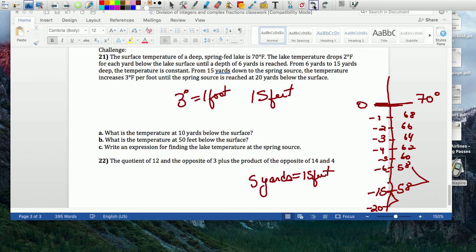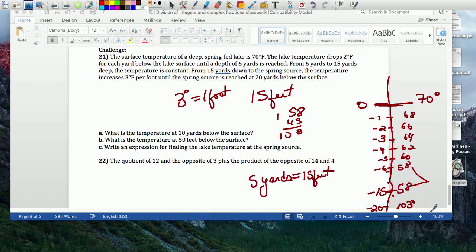So by the time you get to 20 yards underground, you're going to travel 15 feet, right? So by the time you get to 20 yards underground, you're going to add 45. 58 plus 45 is 103. You're going to have a temperature of 103 degrees. So it got colder, and then it got warmer. By the time you reach -20, it got to 103.